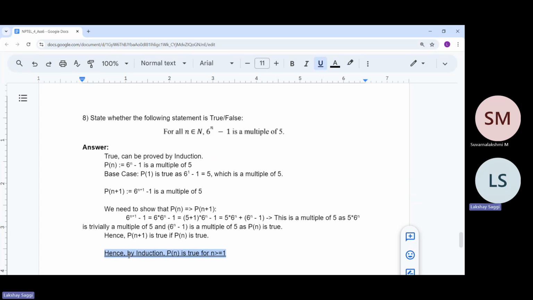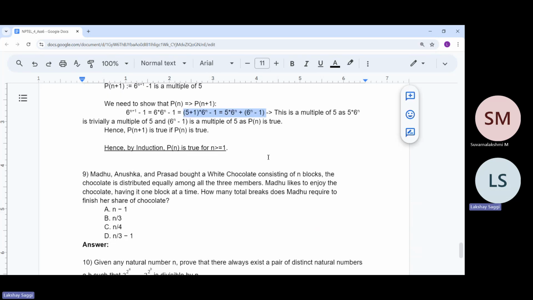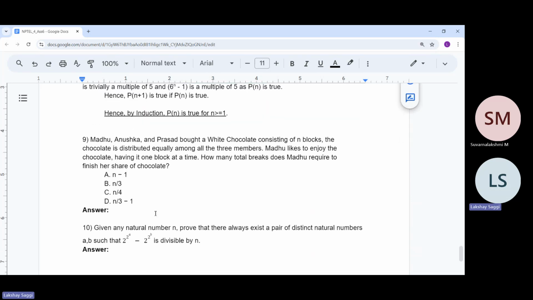So I hope this makes sense and gives you an idea of how to proceed using induction. Here, it was a good idea that we wrote down the 6 as 5 plus 1, and then we used the inductive argument. These are some techniques which you can employ in proofs. Now we can move on to the ninth question.